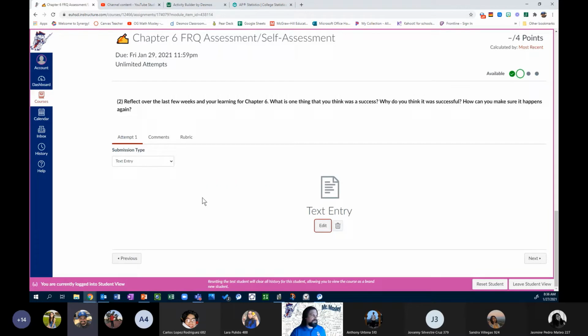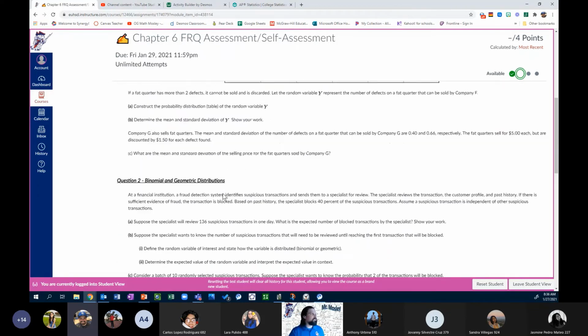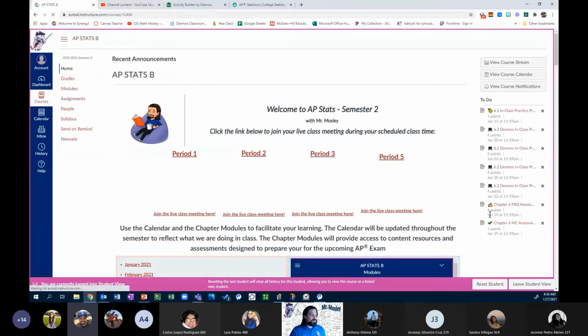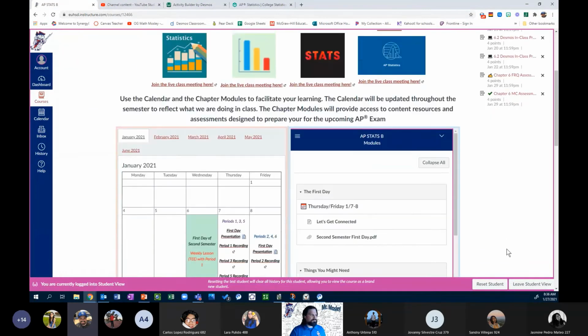So those are the new options on the free response question self-assessment. I wanted to make sure and review that because I don't remember if I did with you guys. So that's a couple of things that I've added to the course and things that are a little bit different.